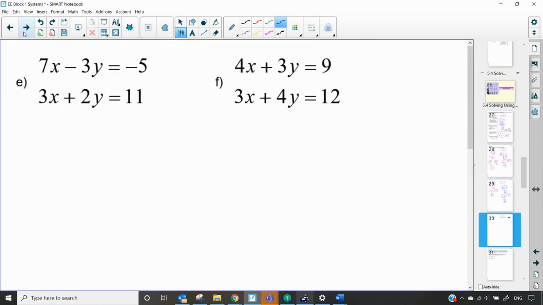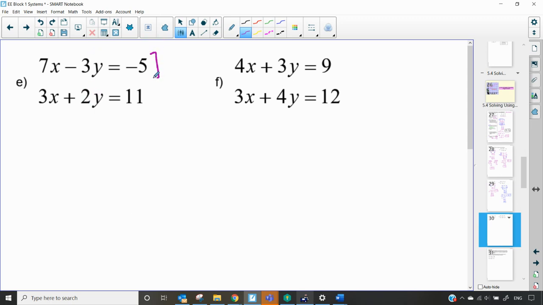All right, now what would happen if we don't have any variables that look the same? If you notice here, we've got 7x, minus 3y, negative 5, 3x, 2y, and 11. So no matter what I multiply by one equation, I still can't get things to look the same. Sometimes we have to multiply by both equations. So I'm going to choose to eliminate my y's. 7 and 3 I could eliminate as well, but I'm going to eliminate y's because I know right off the bat that the lowest common multiple of 2 and 3 is 6.